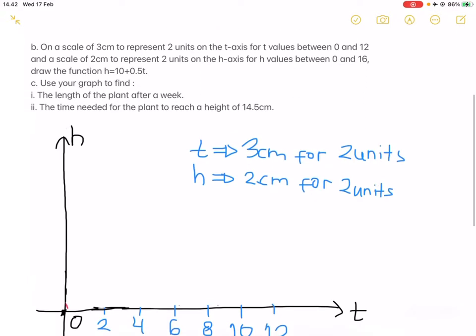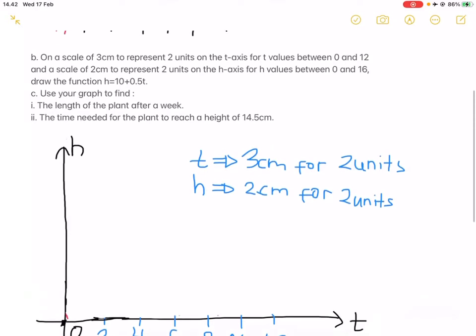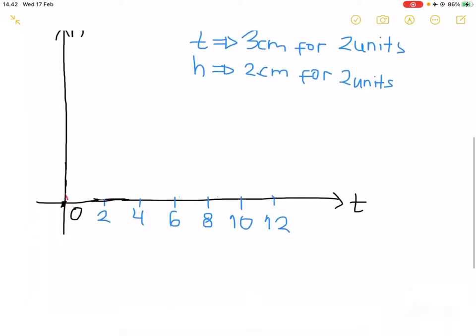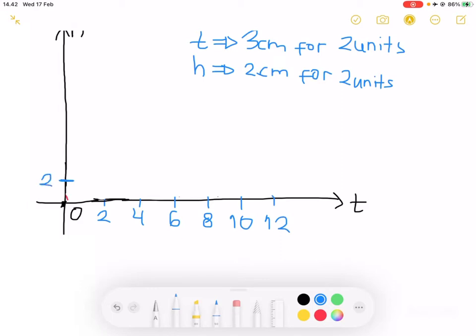we're going to take only the h values between 0 and 16, and we use a scale of 2 centimeters to represent 2 units. Alright, so let's say the point 2 is somewhere right here on the h-axis, and you must keep a distance of 2 centimeters all the way to point 16, and your h-axis should look like this. Alright, so that's the h-axis done. Now we're ready to plot some points given by the table that we have just filled in.